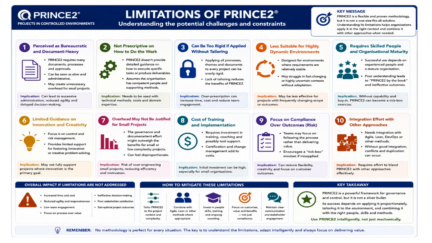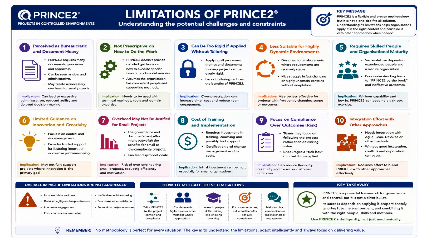The first limitation is that PRINCE2 can be perceived as bureaucratic and document-heavy. PRINCE2 uses many documents, reports, governance processes, and approval structures. In large projects, this level of governance can be very useful. However, in smaller projects, it can sometimes feel slow, administrative, or overly complicated. If PRINCE2 is applied too rigidly, teams may spend too much time producing documents instead of delivering value. This can lead to slower decision-making, reduced agility, and unnecessary administration. That is why tailoring is so important in PRINCE2.